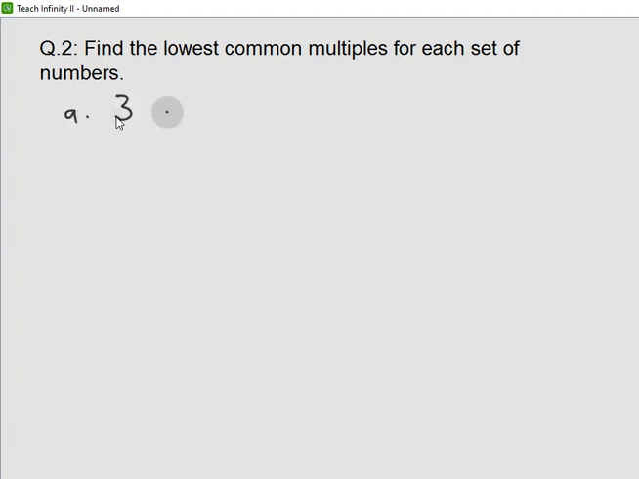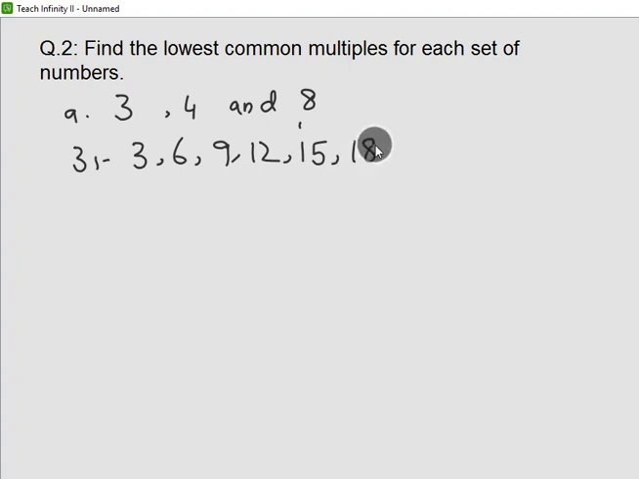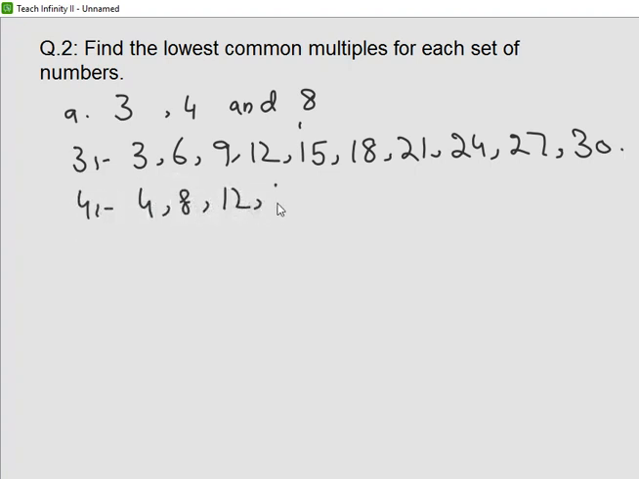Here we have question number 1: 3, 4 and 8. First we have to find the multiples of 3. It is 3, 6, 9, 12, 15, 18, 21, 24, 27 and 30. Similarly, we have to find the multiples of 4. They are 4, 8, 12, 16, 20, 24, 28, 32, 36, and the last one is 40.